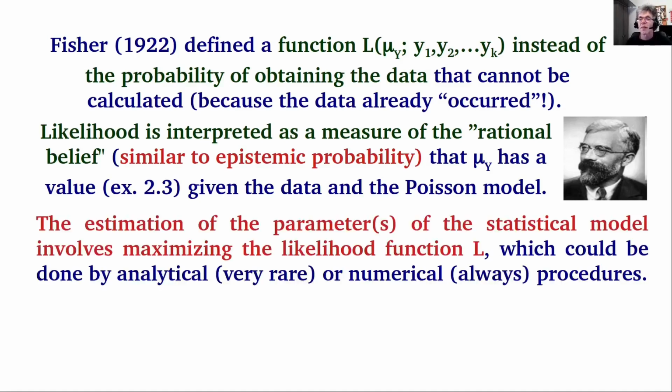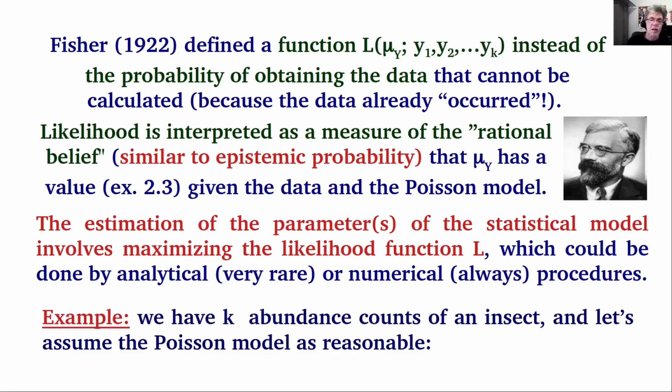The estimation of the parameter or parameters of the statistical models involves maximizing the likelihood function L, and this could be done very rarely by analytical means, and could be done always by numerical procedures. We are going to illustrate both methods in this video. So let's take an example. Let's assume that we have k abundance counts of an insect, and let's assume that we have the Poisson model as a reasonable model for the response variable y.